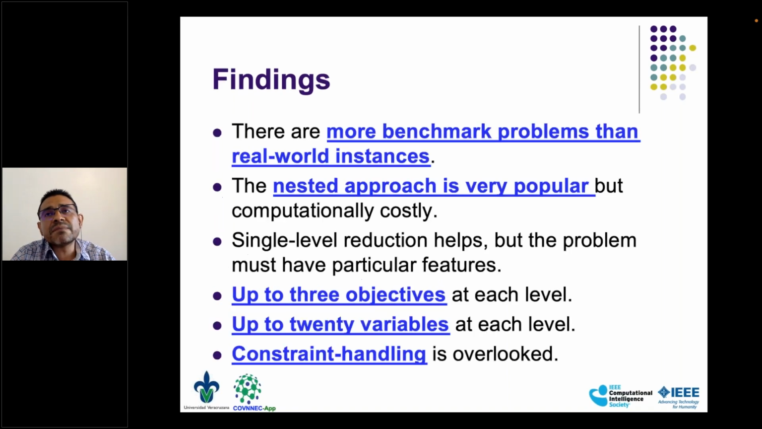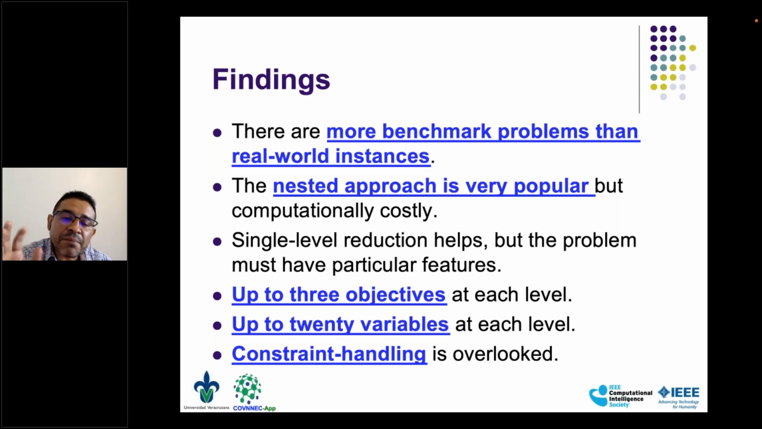Discussion and future trends. What can we summarize from this literature review about multi-objective bilevel optimization? There are several benchmark problems. Some of them are very easy to solve. Some of them are linear, because they come from the classical optimization area. But there are not many real-world instances. I think we need to work more on that, and I think it's a fertile path of research. The nested approach is very popular, but it is computationally costly. So you can have a very good solution, but the time to get one good solution is very, very large.